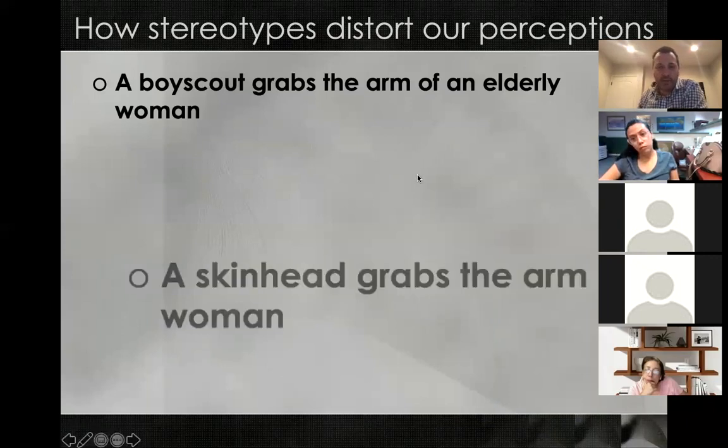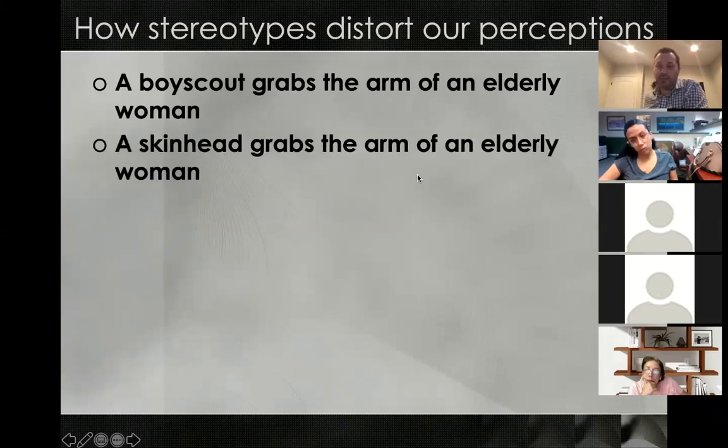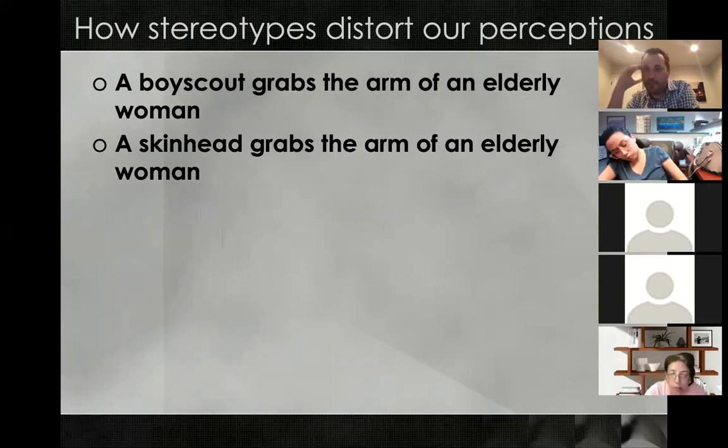And then you also form an image of this, a skinhead grabs the arm of an elderly woman. Chances are you have two very different images in your head of what's actually happening here, right? In the first case, you might have an image where a Boy Scout is trying to help an elderly woman cross the road. And in the second case, you might have an image where a skinhead is grabbing her arm to steal her purse.